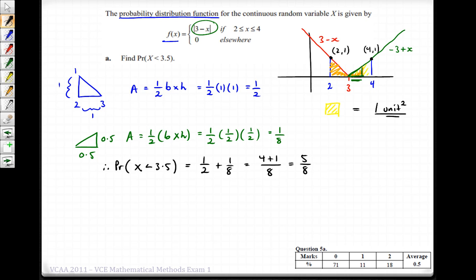Now another method we could have used is the integration method. So I'll have a look at that on a new slide. I'll just quickly scribble back what we had up over here. So we had this, and then this. Oops, that's meant to be touching down there. And then we had between 2 and 4, extend this axis, and we were looking for all this stuff in here. We said that the red line was 3 minus x, and the green line over here was minus 3 plus x.